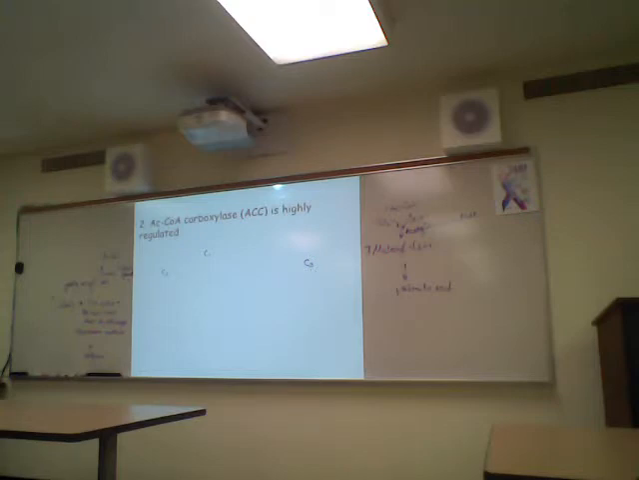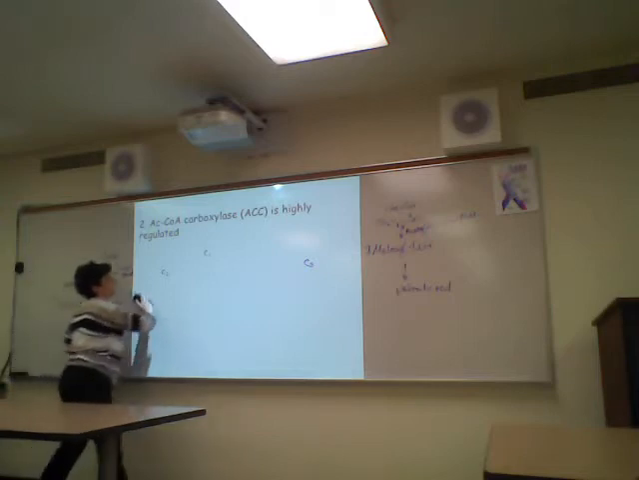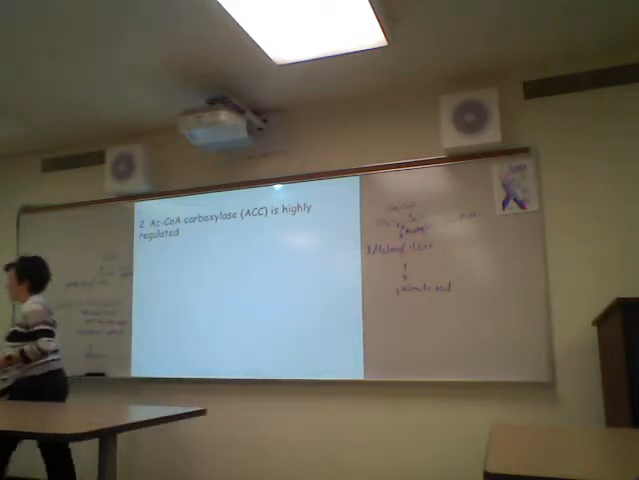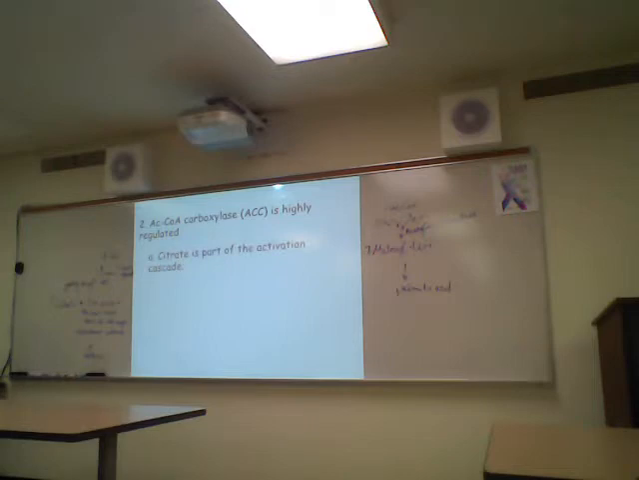So, as you can imagine, our acetyl-CoA carboxylase is highly regulated. So we already know citrate is part of the activation cascade. So the phosphorylation of the acetyl-CoA carboxylase turns it into the active form, and then you can start to synthesize all the malonyl-CoA that you might need to synthesize palmitic acid through the fatty acid synthase. But what about palmitoyl-CoA?